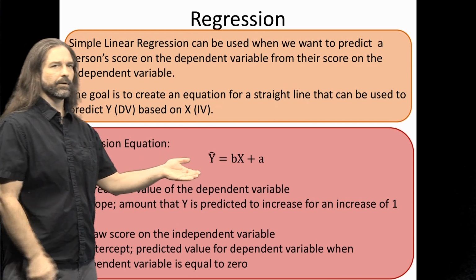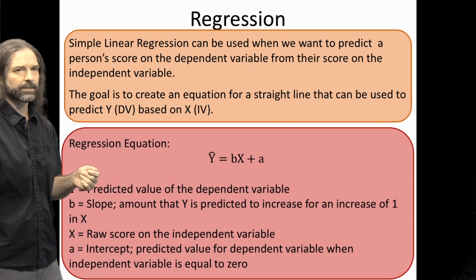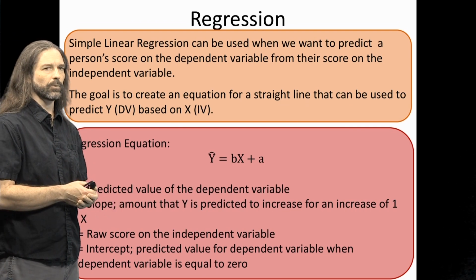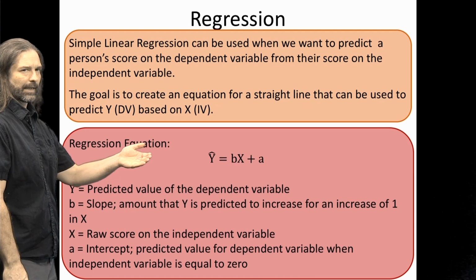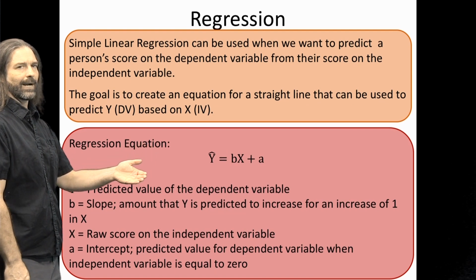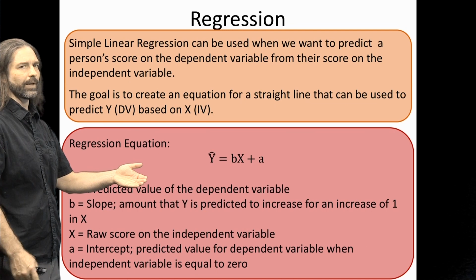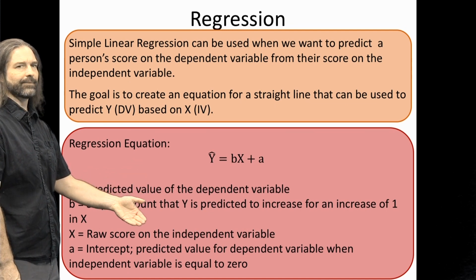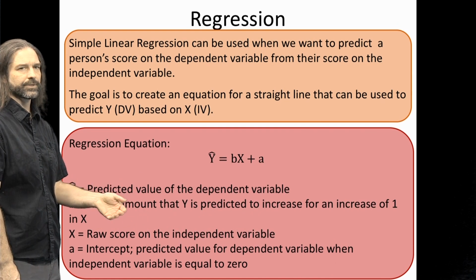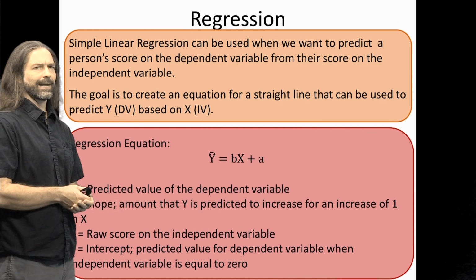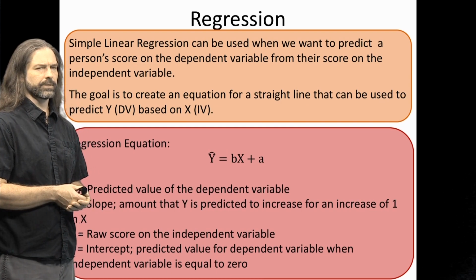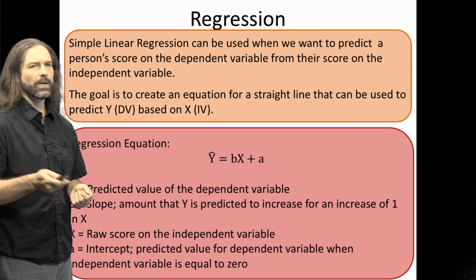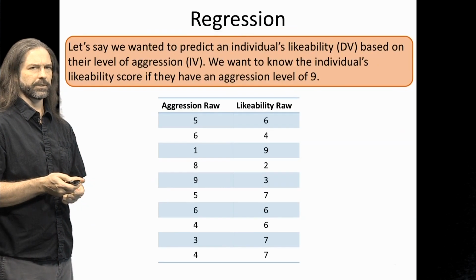So what does the regression equation look like? As you see it over here, we have what I call y hat, but it is basically y predicted. This is the value of the dependent variable. And then we have equals bx plus a. B is the slope. It is the amount that y is predicted to increase for an increase of 1 in x. Then we also have the raw score, which is x, and then we have a, which is the y-intercept for the x variable. So as you look at this, if you've done other math, you may look at this and say, that seems very familiar. It's the equation for a line is essentially what it is. But we are going to apply it with our actual correlational data.